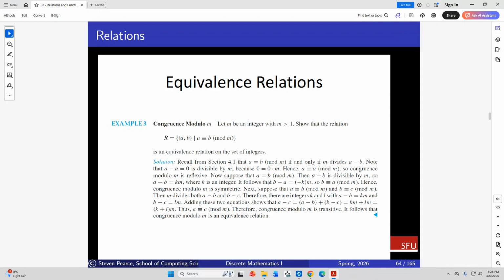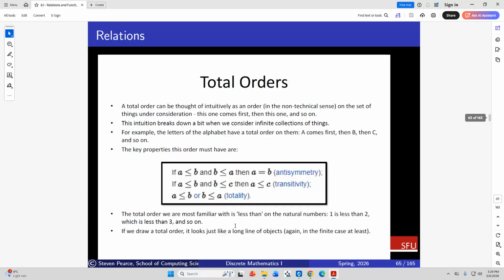So you can see here, it's a to b and b to a, okay? And so next, suppose that a is congruent to b modulo m and b is congruent to c modulo m. So we need a, b, and c now. So clearly we need these two congruences. And you can see we just go to the same thing we just did before and show that it's transitive and that therefore it's an equivalence relation. You can do that. So total orders, let's talk about this.